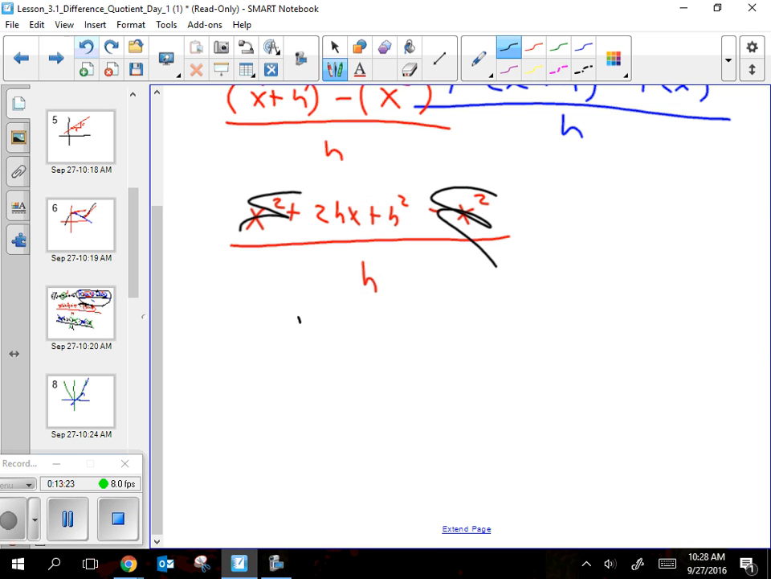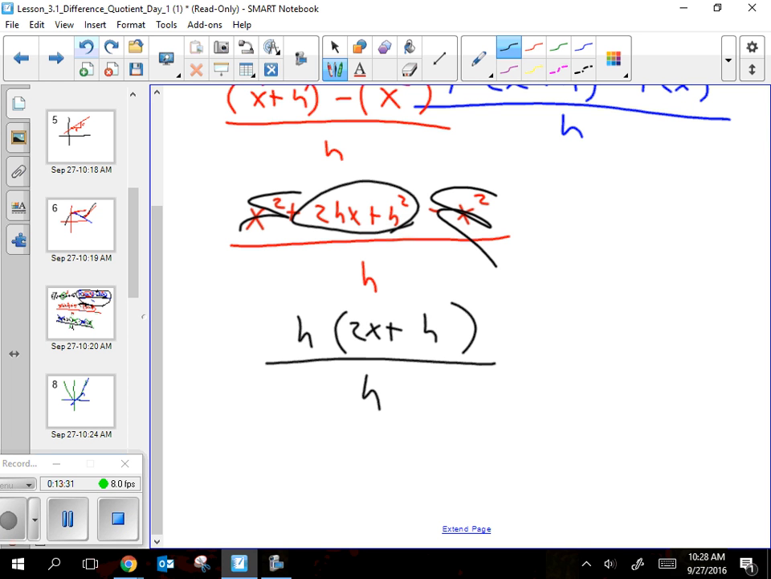So I factor the h out. And what do you have if you take an h out of both parts of this? 2x plus h. Good. And then this h cancels. There's your final answer. But that's supposed to be a slope. How's that supposed to be a slope? Well, it's saying the slope depends on a couple things. What does it depend on? X and h.